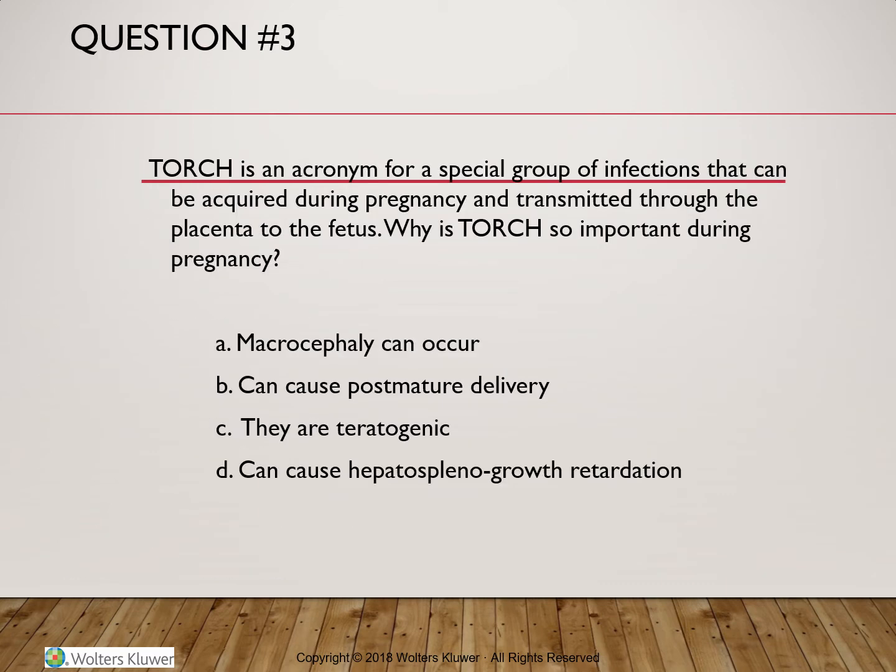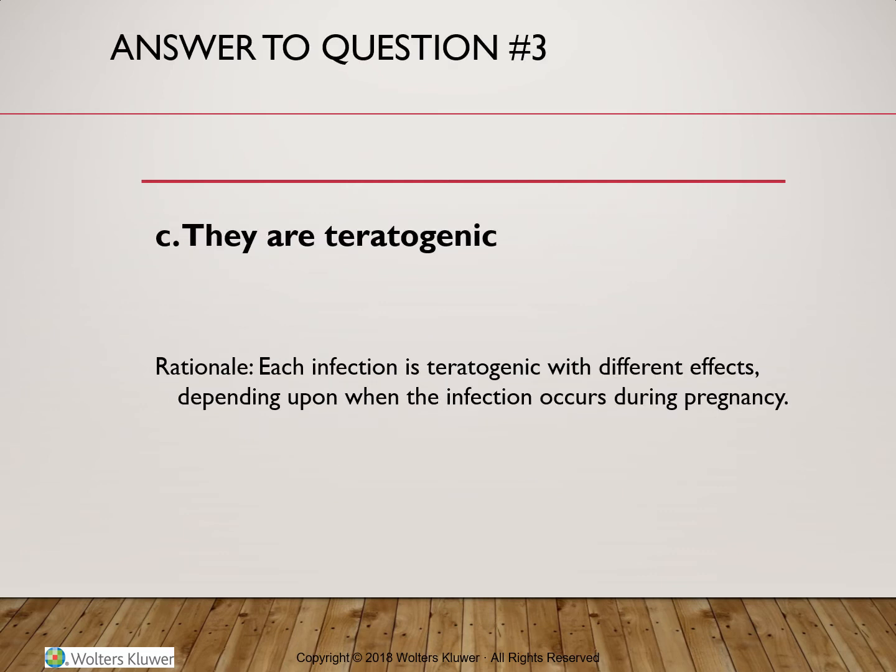Question number 3. TORCH is an acronym for a specialized group of infections that can be acquired during pregnancy and transmitted through the placenta to the fetus. Why is TORCH so important during pregnancy? And the options are A. Macrocephaly can occur. B. Can cause post-mature delivery. C. They are teratogenic. D. Can cause hepatosplenal growth retardation. And the answer is they are teratogenic. And all of those infections that can be involved in the TORCH syndrome may cause a variety of birth defects.